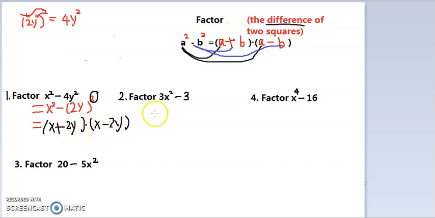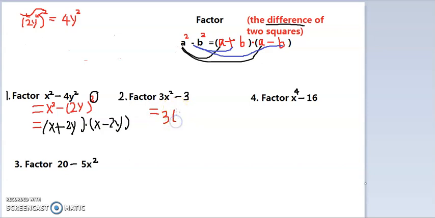Now, let's look at the second question. The second question is a combination of two types of factoring we learned so far. One is GCF, the other is difference of two squares. When we look at this question, we notice it's not a perfect square because 3 is not a perfect square. But we do notice it has a GCF. They both have a 3 in common. 3 goes into both of them. So the first thing we want to do is factor out the 3.